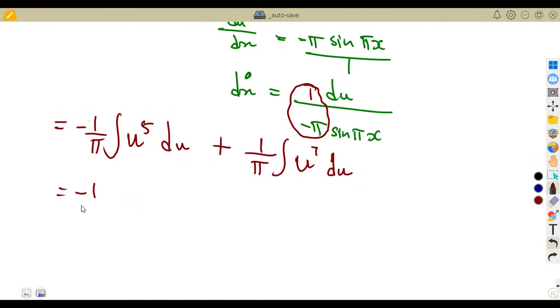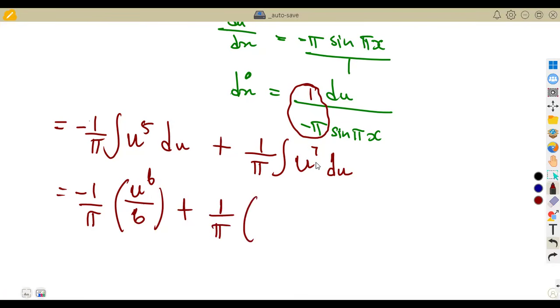So that will be minus 1 over pi. We integrate u to the exponent of 5 with respect to u. That will be u to the exponent of 6. We have to add 1, so you have u to the exponent of 6 over the new exponent, which is 6. All right, plus here we now have 1 over pi into, we add 1 here, so it will be u to the exponent of 8 over the new exponent, which is 8, plus the constant of integration.